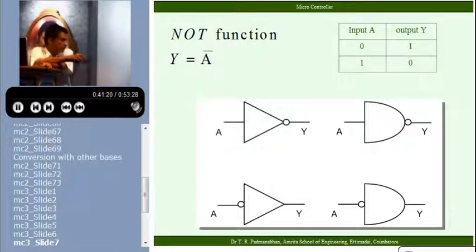Now there are four representations of the NOT function. They are very commonly used for representations. The bubble, that shows the NOT action.